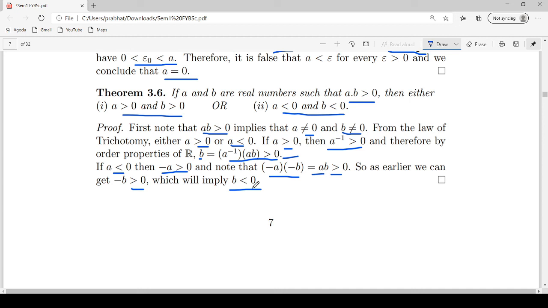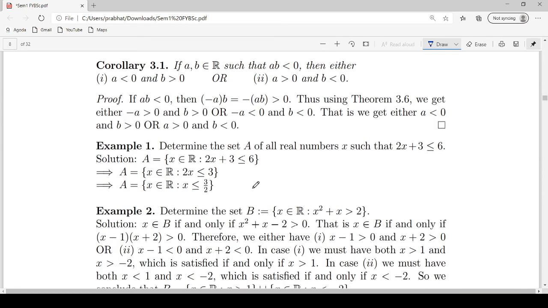If the product of two real numbers AB is greater than 0, then either both A and B are positive or both A and B are negative. Now based on this, one corollary is there. It states that if the product of two real numbers is less than 0, then either A is less than 0 and B greater than 0, or A greater than 0 and B is less than 0. Now we will use the previous theorem to prove this.